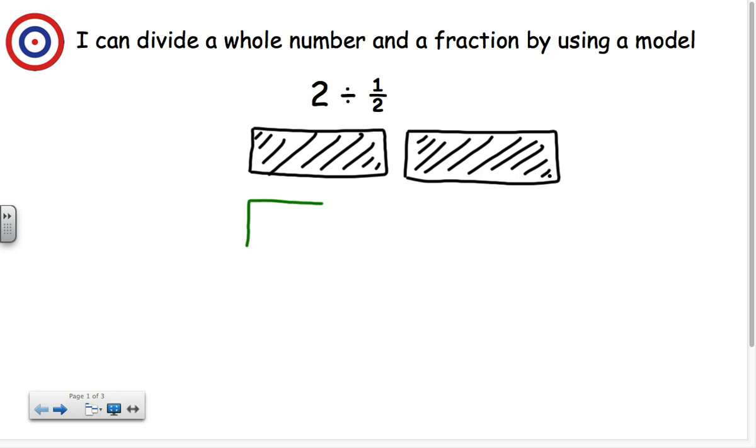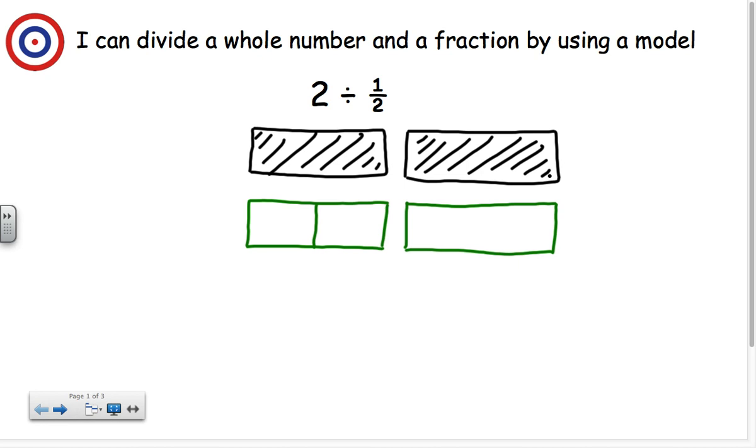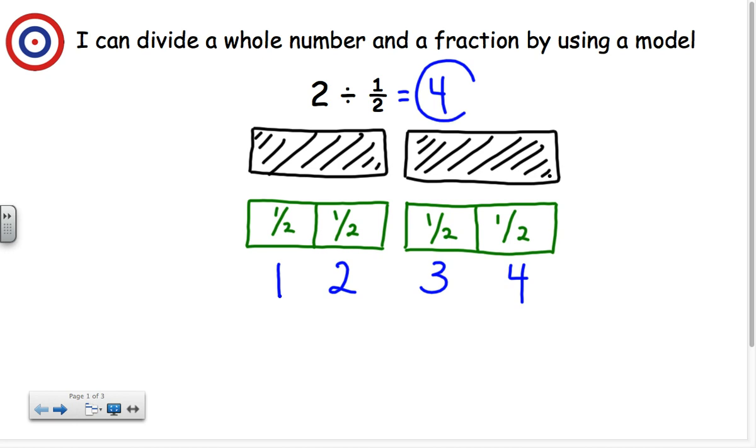So what I'm going to do is carefully draw a second model underneath that's split into halves. And what I'm doing is I want to compare and see how many 1/2 size groups can I get out of 2. So you can see that this is 1/2 and here's another 1/2. Each of these pieces is 1/2 in size. So how many 1/2s can I get out of 2? Well, here's 1 and 2, 3, and 4. So what I can see here by using a model is that if I divide 2 by 1/2, I can get 4 1/2 size groups out of 2.